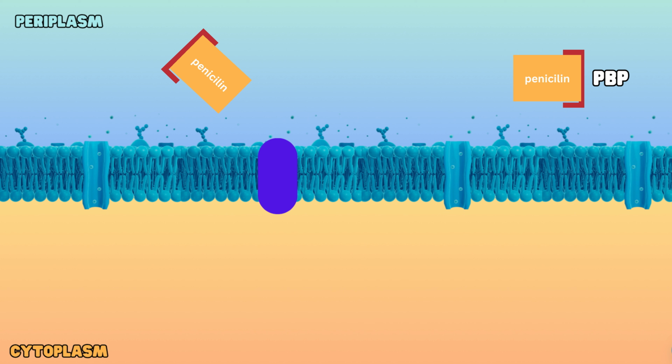And that's how beta-lactam antibiotics interfere with the synthesis of the bacterial cell wall, making them potent weapons against bacterial infections.